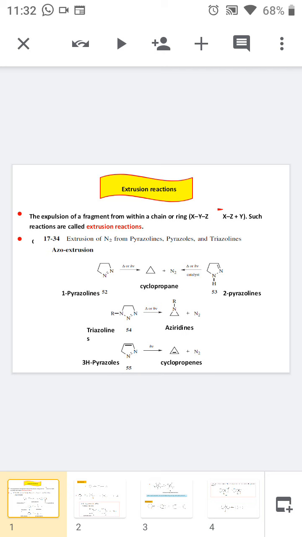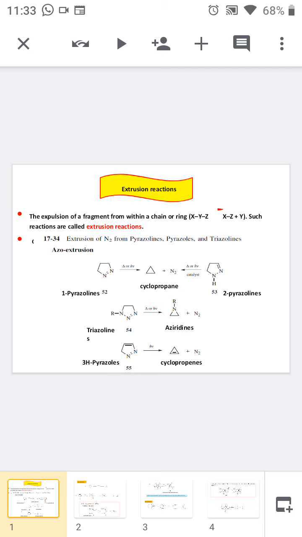Consider the example 1 pyrazolene, that is structure 52. If you are heating or by photochemical reaction, nitrogen is eliminated from the 1 pyrazolene, and we will get neutral molecule nitrogen and cyclopropane. So in this reaction, nitrogen is extruded from the starting material pyrazolene. But the same product is obtained when the reaction is done on the starting material 2 pyrazolenes. And the reaction is taking place in the presence of either heat or in the presence of light.